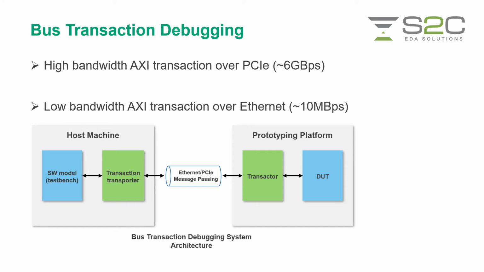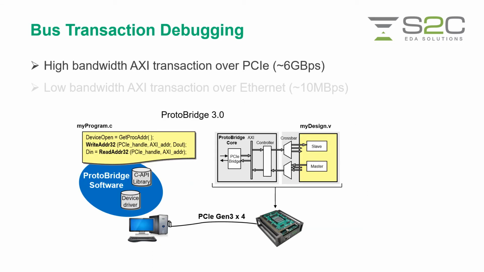Another debugging approach is to leverage bus transactions to get data in and out of your designs. As many SoC designs nowadays have adopted AXI, S2C offers 2 types of connectivities over AXI. S2C provides a high bandwidth bus transaction connectivity called ProtoBridge. This setup offers approximately 6 GB per second bandwidth over PCIe. The ProtoBridge solution provides an AXI bridge in RTL format for you to interface with your test design. On the host PC, we provide PCIe device drivers and APIs for you to develop and interface with software-based stimuli.